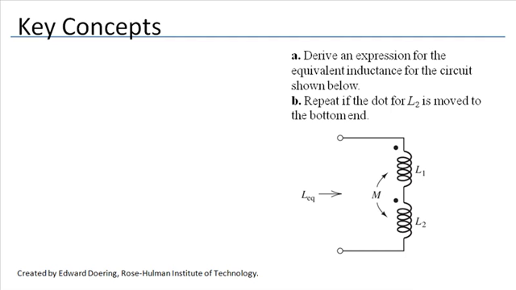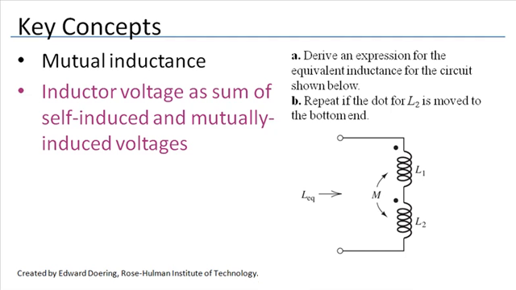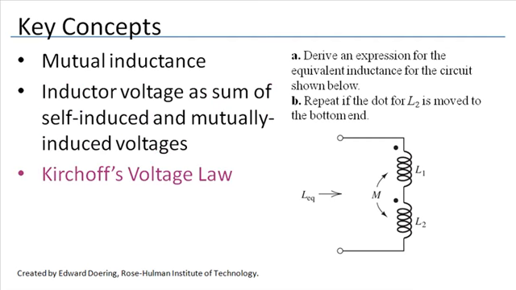In this problem, we are looking for an equivalent inductance of two inductors that include mutual inductance. Important concepts we'll need include that of mutual inductance, the fact that the inductor voltage is the sum of the self-induced and mutually induced voltages, and Kirchhoff's voltage law.